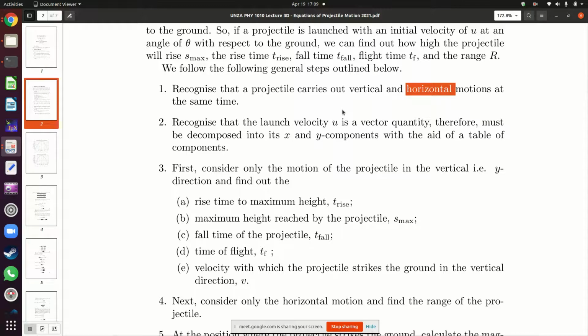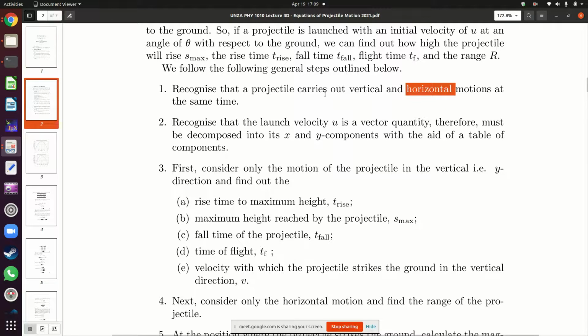Also, when your projectile is coming back from maximum height, it's going to experience an increase in velocity as it approaches the ground. So there is acceleration in the vertical direction, but there is no acceleration in the horizontal direction.